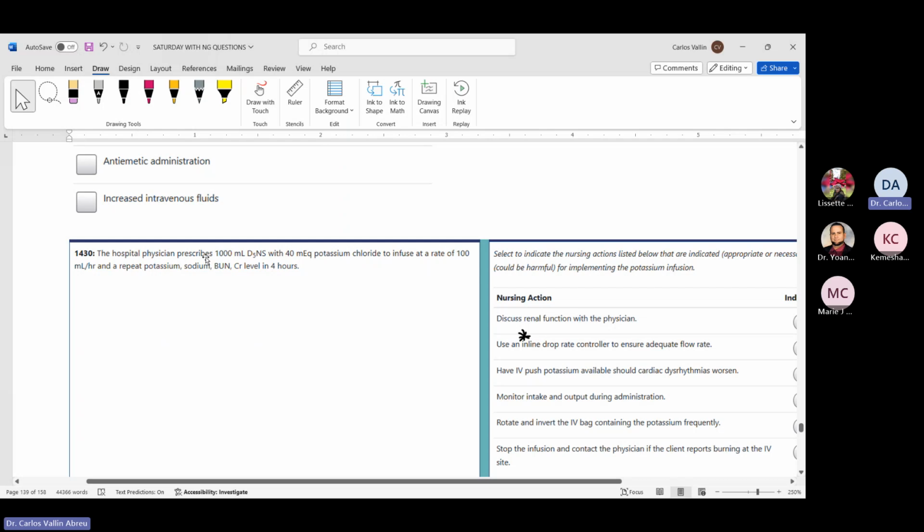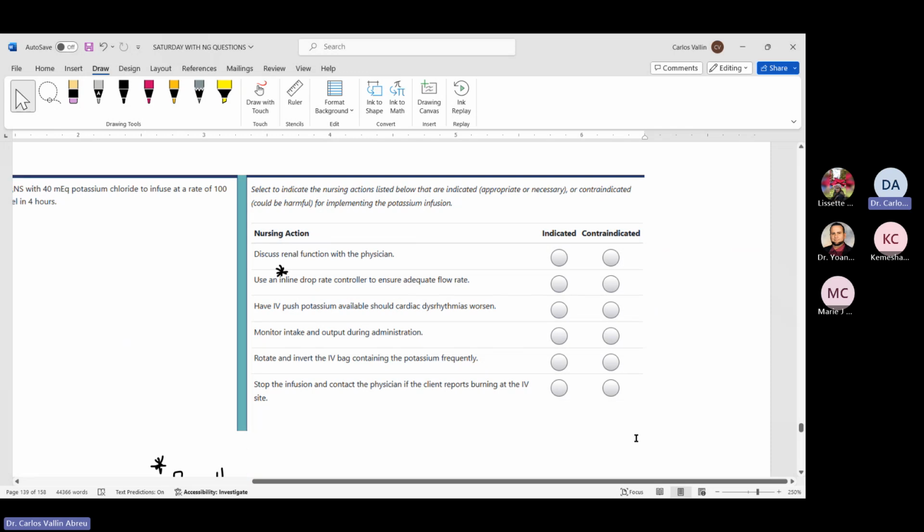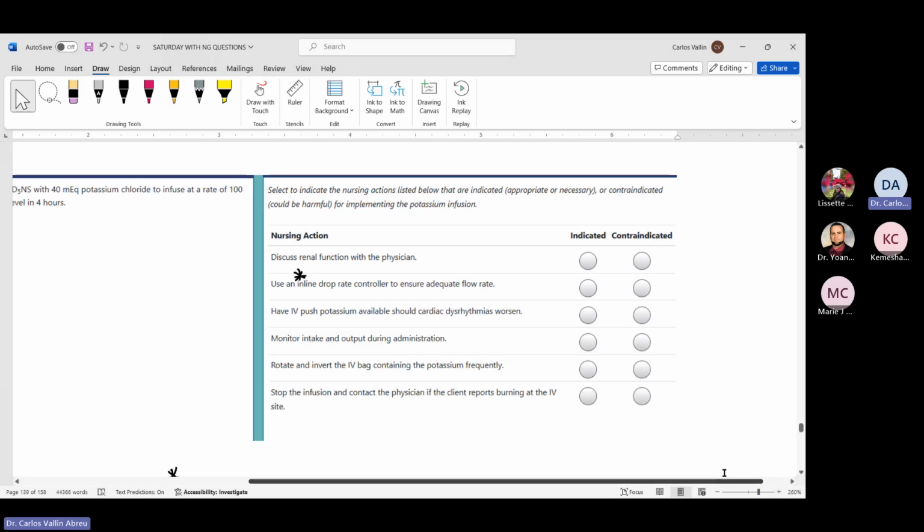The hospital physician prescribed 1,000 milliliters of D5 in normal saline with 40 milliequivalents of potassium to infuse at the rate of 100 milliliters per hour, so they increased from 50 to 100, and repeat potassium, sodium, BUN, and creatinine in 4 hours. Select two. Okay, select the nursing actions listed below that are indicated.